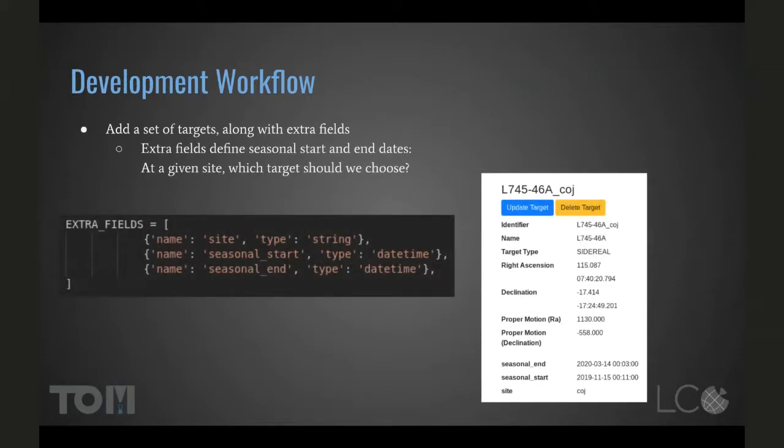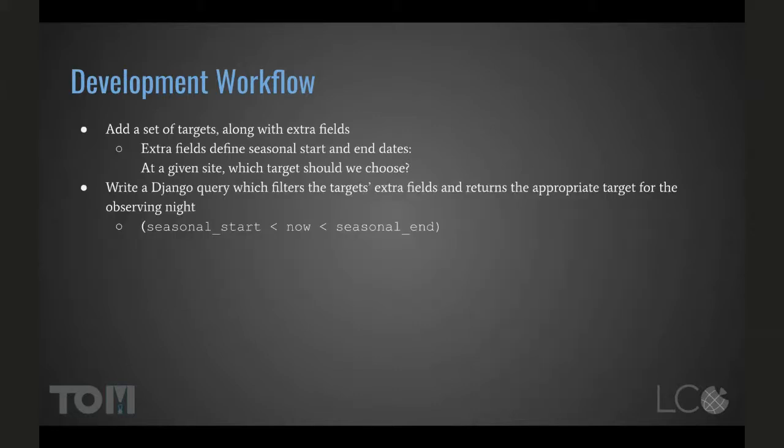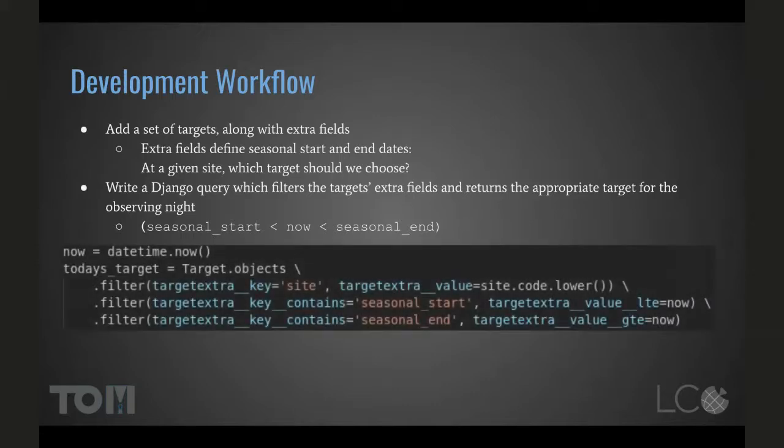So from there, we have a list of targets. We'd like to filter it down. We have a site. We know which site we want to schedule the standard at. And we know what day today is. So we want to schedule a target whose seasonal start date is before now and whose seasonal end date is after now. Pretty simple. And we've heard some discussion about the Django ORM, and I just want to, this is a block of code, and it looks kind of scary at first, but this is the power of the Django ORM.